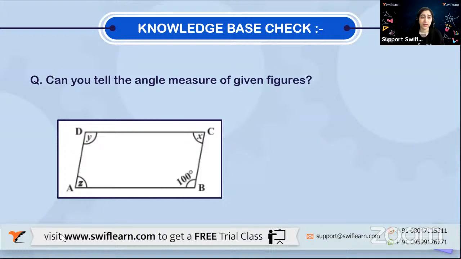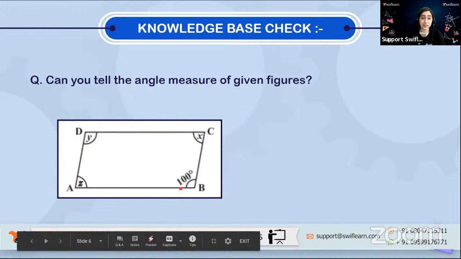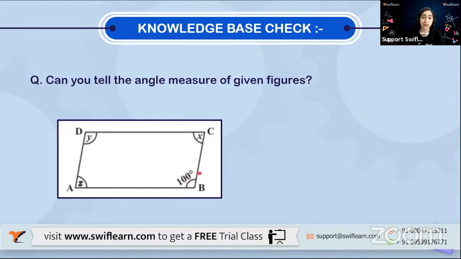Okay, so before that, let's check your knowledge of what we have done in the previous class. Can you tell me the angle measurement of the given figure? Okay, so this is the figure given to you. It's saying that angle ABC is 100 degrees. And you have to tell me what is the value of angle X, angle Y, and angle Z.